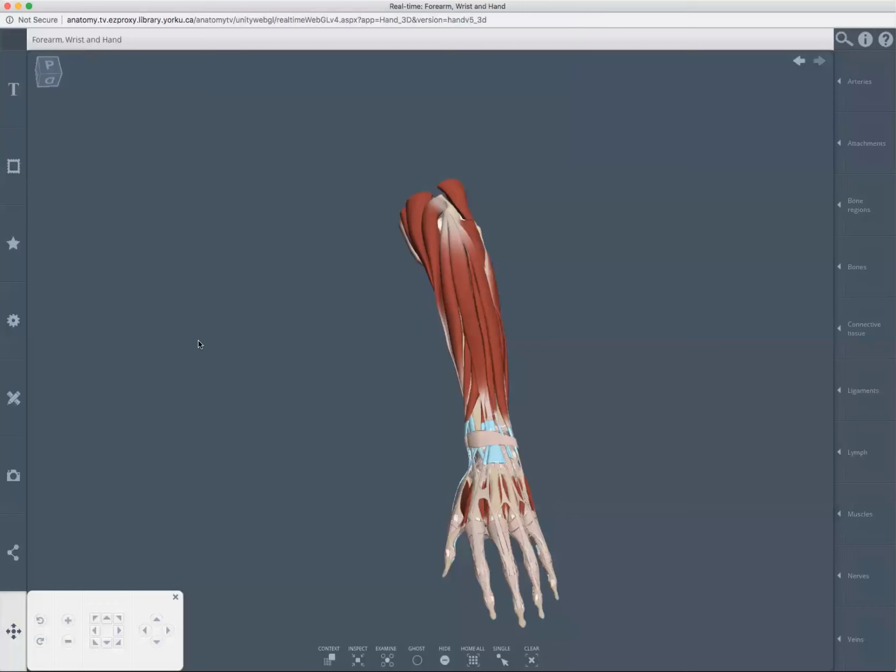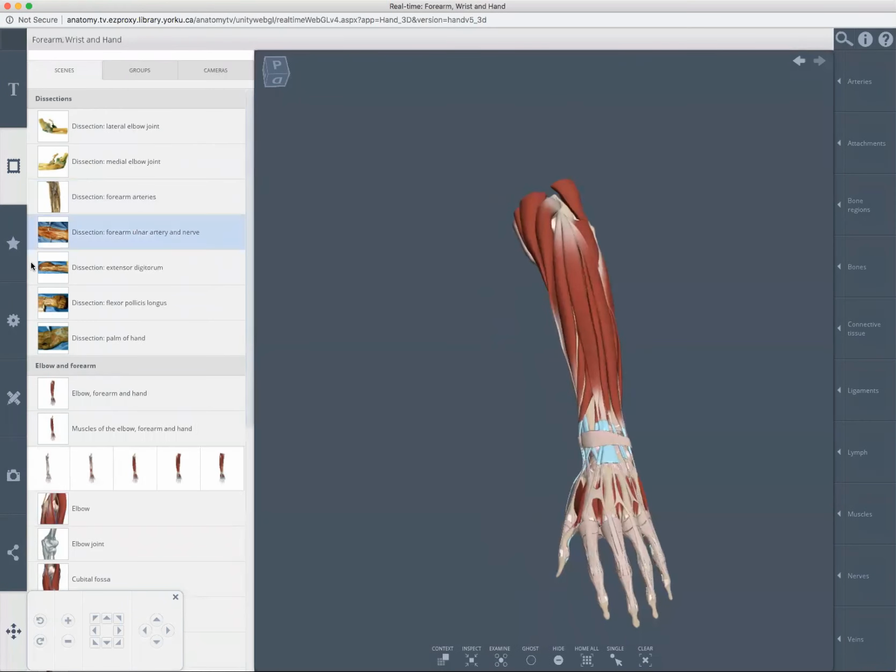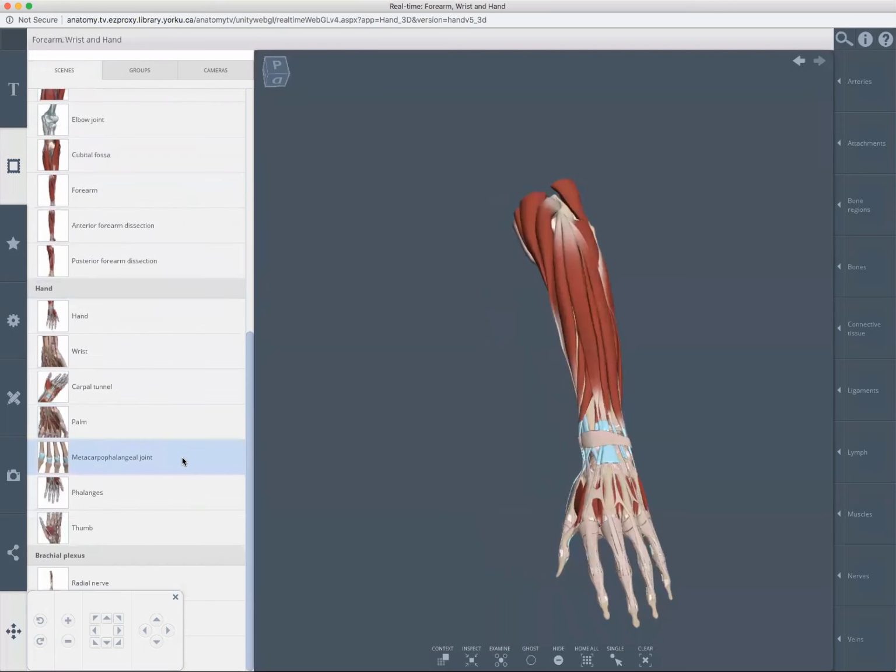Hi everyone. Today's lab is looking at muscles of the forearm. So we are in our forearm, wrist, and hand section of the 3D real-time and primal pictures. And to get going, I chose this view to start with, but you could also start up at anterior and posterior forearm for the two sides, and that would be fine too. We're going to start with anterior today.